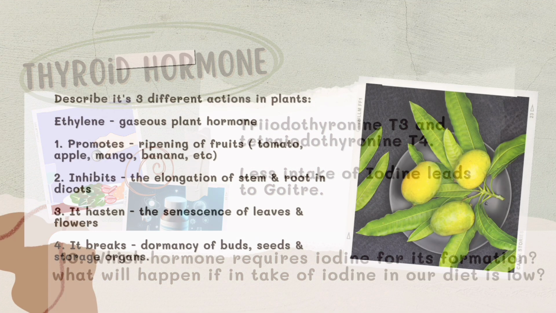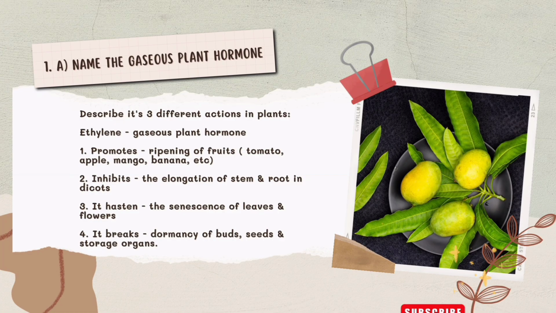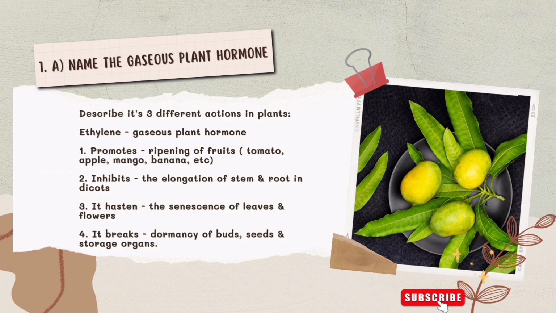Name the gaseous plant hormone. Describe its three different actions in plants. Ethylene is the gaseous plant hormone. It promotes the ripening of fruits, for example tomato, apple, mango, banana, etc. It inhibits the elongation of stem and roots in dicots. Ethylene hastens the senescence of leaves and flowers. It breaks the dormancy of buds, seeds and storage organs.